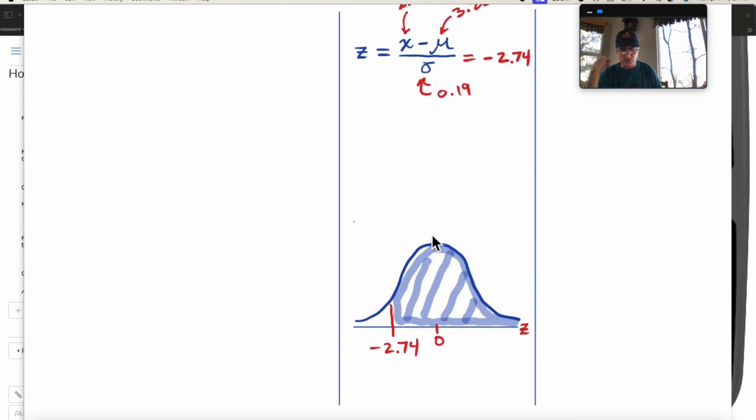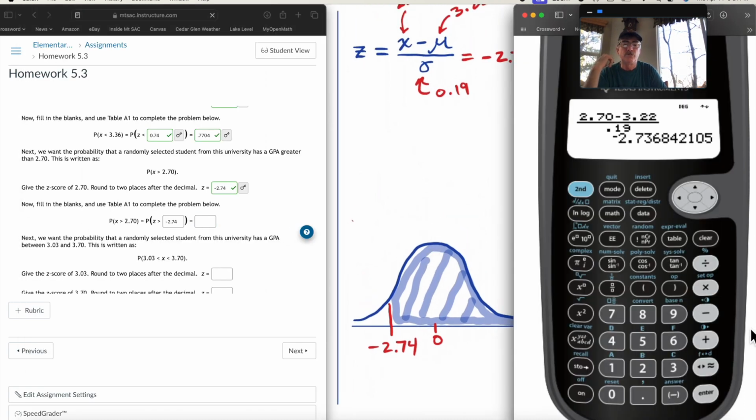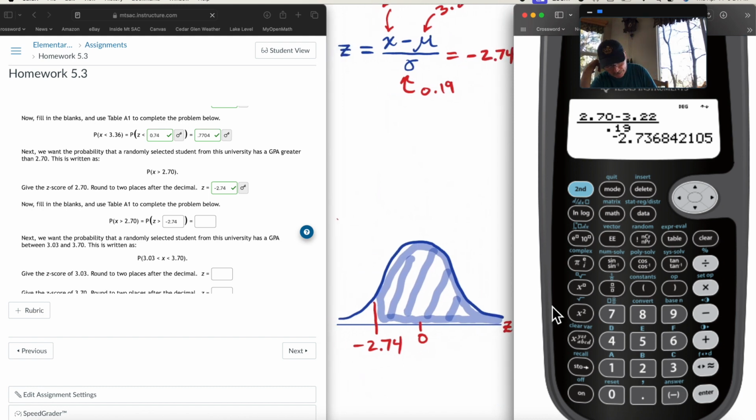Let me pinch and zoom out on that and go back. So I think what I said was 0.0031. That's the area to the left here. And that is not the area we want. So the rule of complements says if you want the opposite probability, then you have to do 1 minus the probability that you've got. So 1 minus 0.0031 will give the opposite side of the distribution.